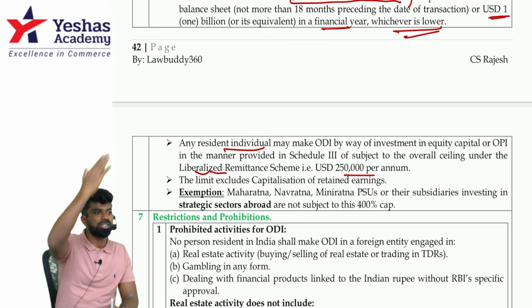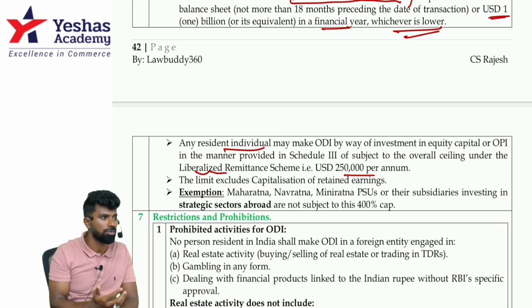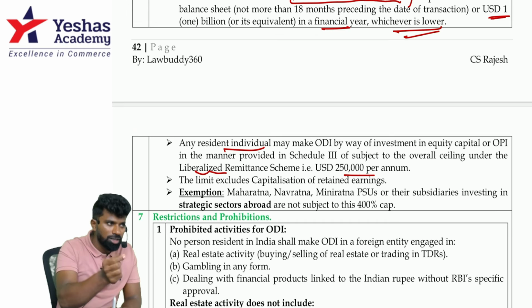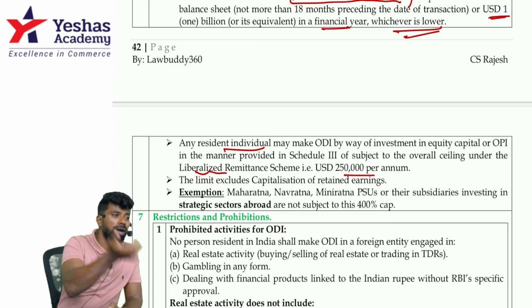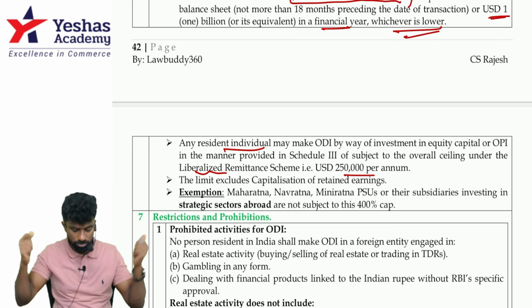When you invest in the shares of a foreign company, you create an asset outside India, right? So we can use even the liberalized remittance scheme amount even for what transaction? Capital account transaction. Yes or no?